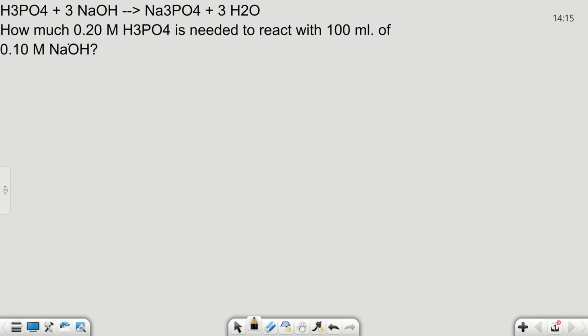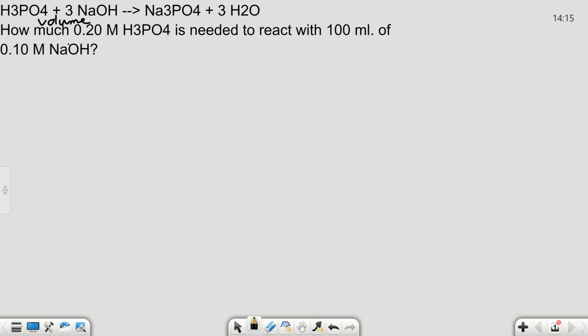It's asking how much 0.2 molar H3PO4 is needed to react with 100 milliliters of 0.1 molar NaOH. Let me be clear with this. It's basically asking for the volume. It'll be much clearer when you get to quizzes and tests. How much volume do you need in order to react with 100 milliliters of 0.1 molar NaOH?